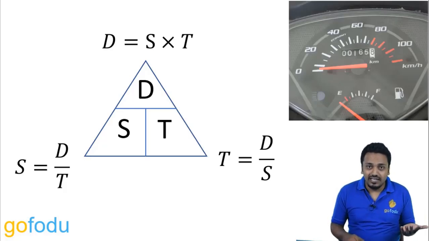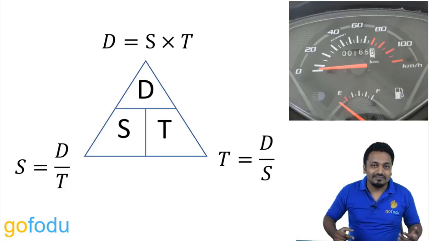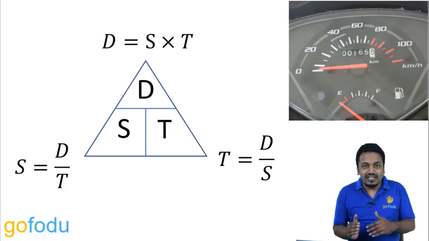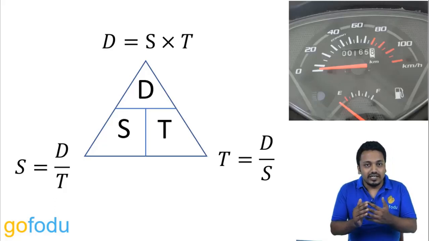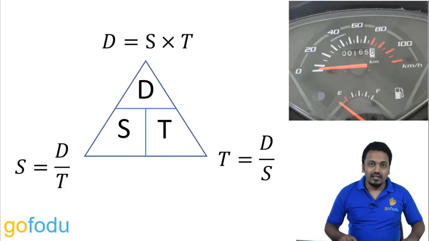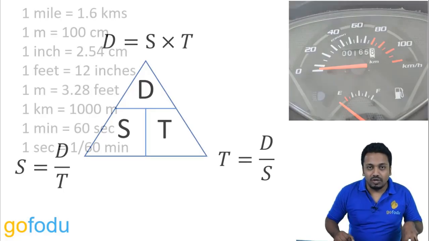But sometimes it makes a solution lengthy, which otherwise could be solved just like that if you knew some direct results. So everything else that we'll see in this topic will be an extension or result derived from this formula only. Distance is equal to speed into time. It is important to keep units in mind while applying this formula.